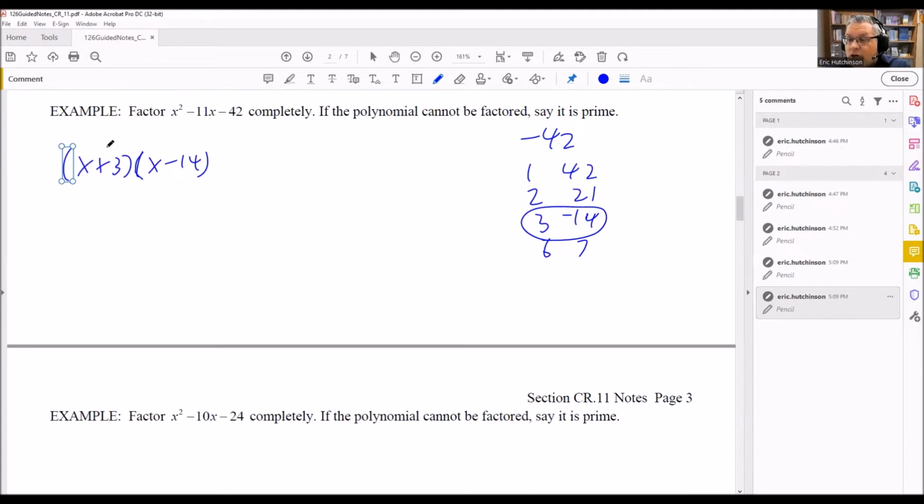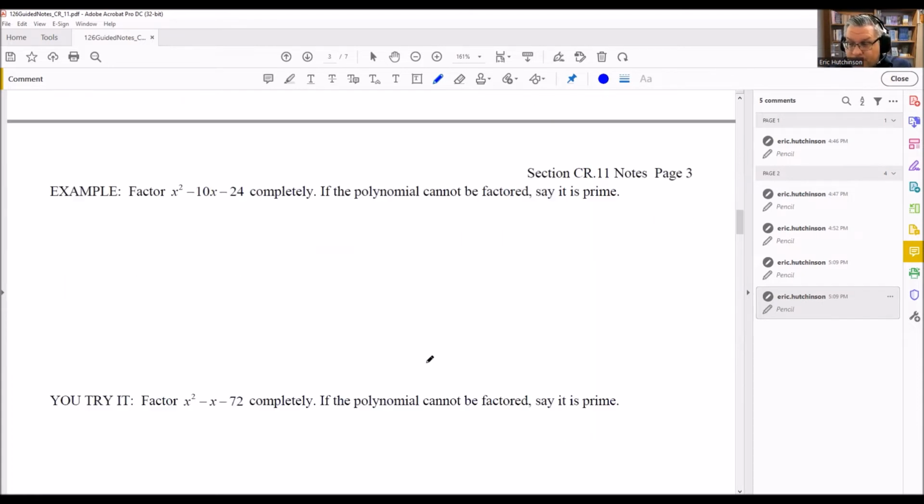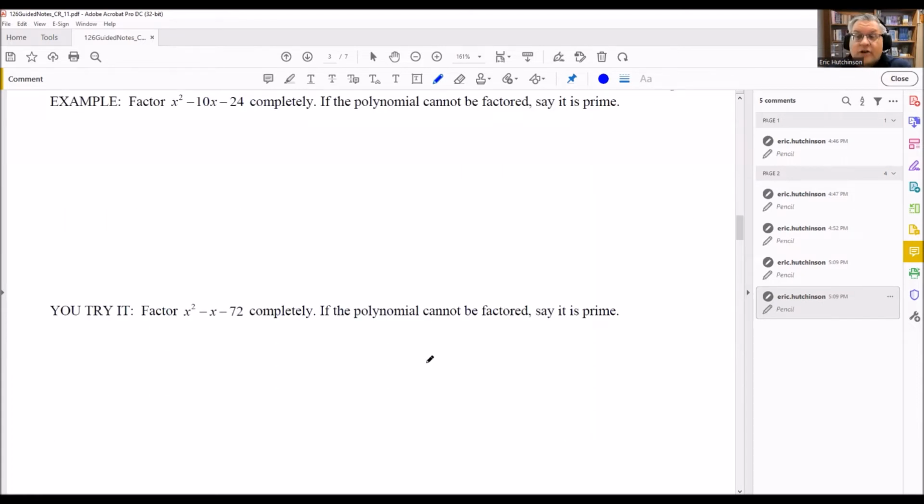We get x squared. We have minus 14 plus 3, so minus 14 plus the 3 will give you the negative 11x. And then 3 and negative 14 gives you negative 42. So if you were to multiply all this out by FOIL, you get the same thing you started with. That's how you know you did it correctly. Okay, let's do the next problem.